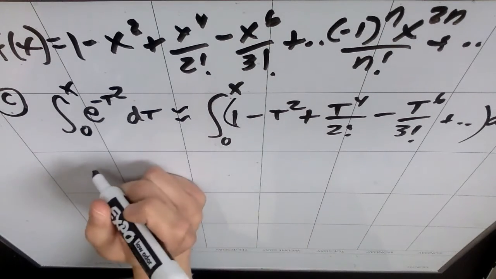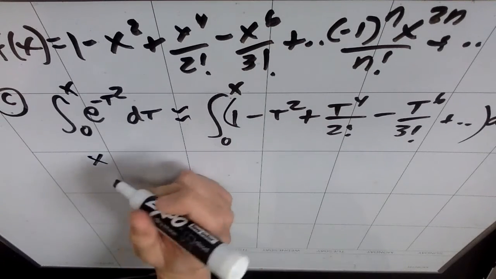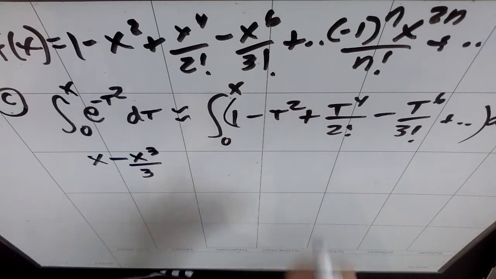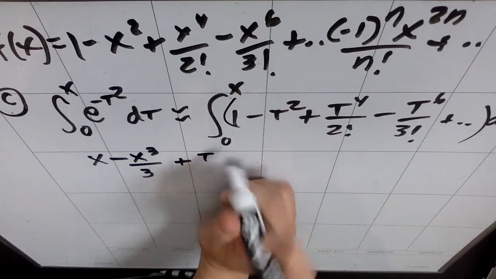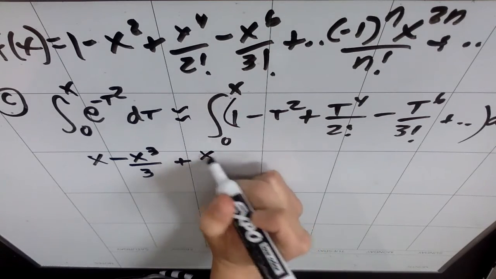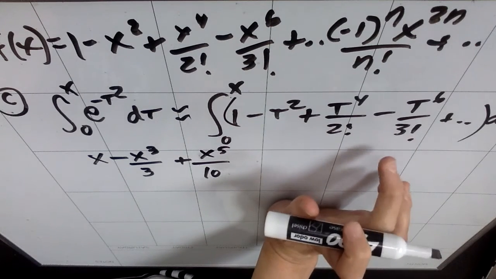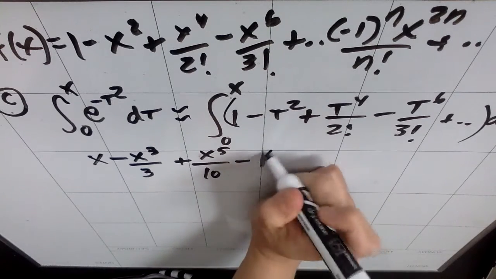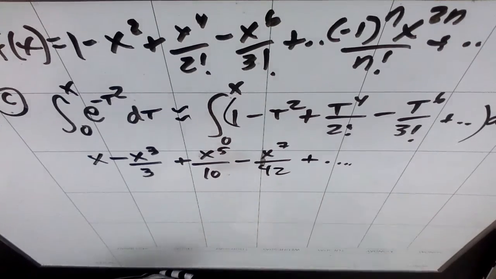So when I integrate the 1, I get a t, but plugging in the top bound, it's an x. When I integrate the t squared, I get t cubed over 3, and plugging in the top bound, it's x cubed over 3. When I integrate the t to the 4th, it's t to the 5th over 10, because there was a 2 on the bottom, 1 times 2, so now it's a 10, so plus x to the 5th over 10. When I integrate the t to the 6th, it becomes a 7, and there's already a 6 in the bottom, because that's what 3 factorial is, so it's minus x to the 7th over 42, plus dot, dot, dot.